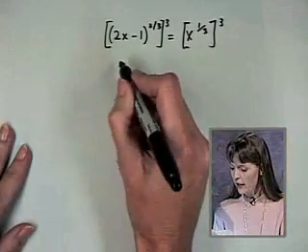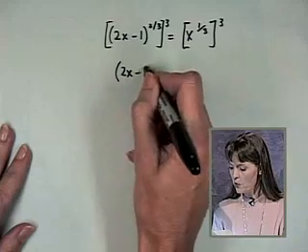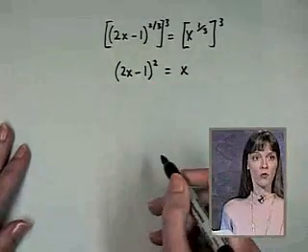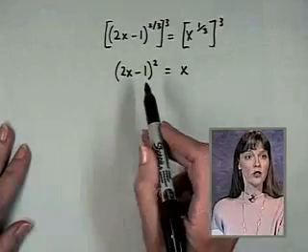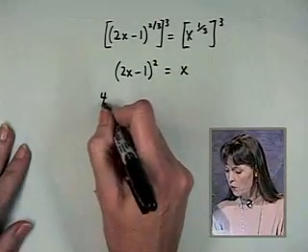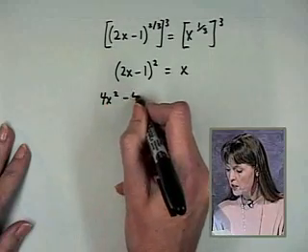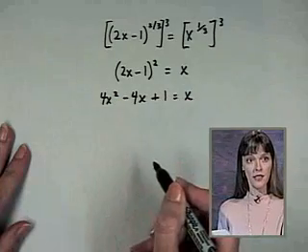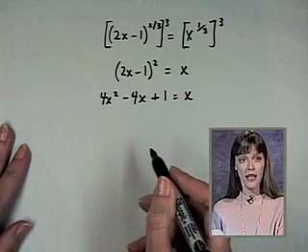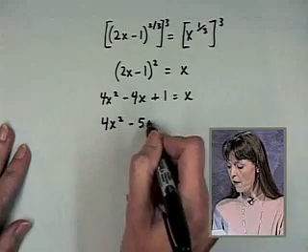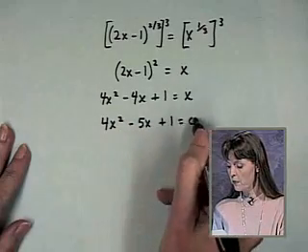What we end up getting will be 2x minus 1 squared on the left equals x on the right. Now we're going to go ahead and square 2x minus 1. This will give us 4x squared minus 4x plus 1 equals x. We have a quadratic now. Setting that equal to 0 will give us 4x squared minus 5x plus 1 equals 0.